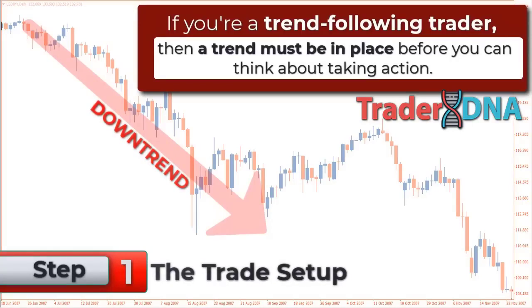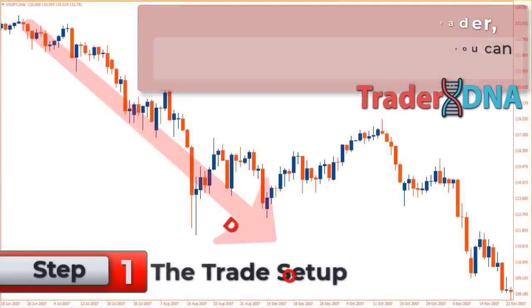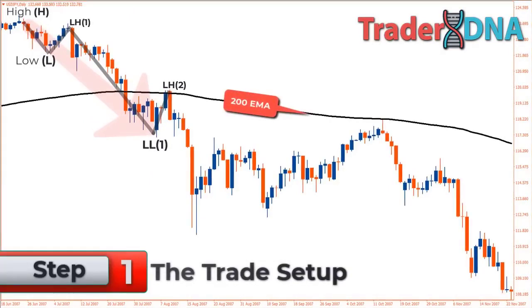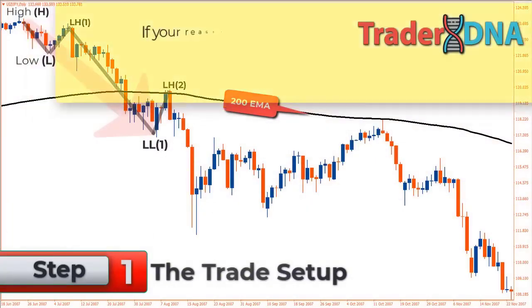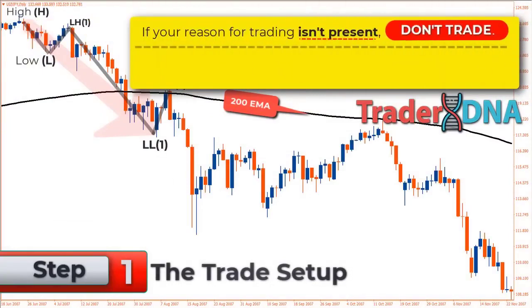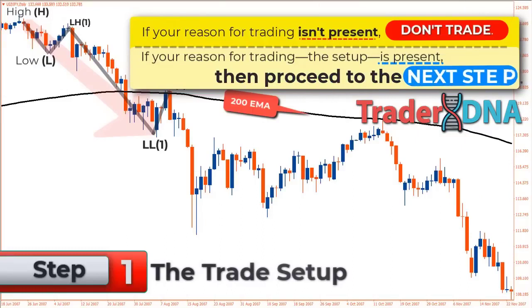To illustrate, consider this chart as an example. The chart shows a downward price movement, characterized by lower swing highs and lows, as well as the price being below a 200-day moving average. Your trade setup may vary, but it's essential to ensure that market conditions are favorable for your specific trading strategy. Remember, if the conditions that justify your trade aren't present, then it's best to refrain from trading. But if your trade setup is satisfied, then it's time to move on to the next step of the 5-step price action trading strategy.